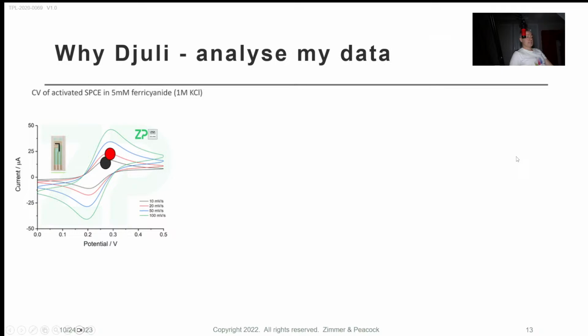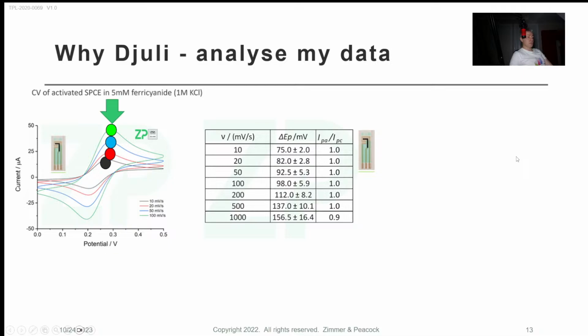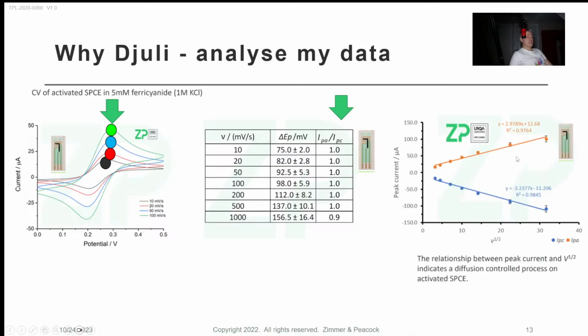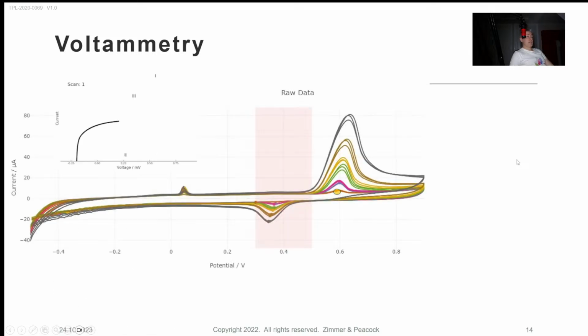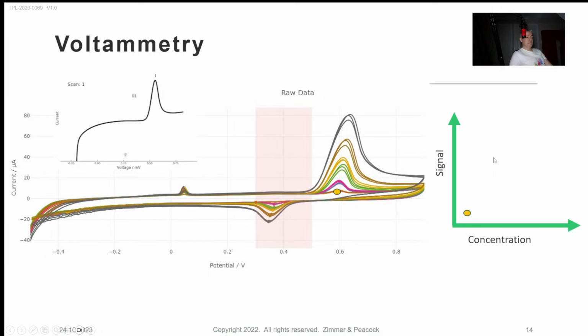In this experiment, somebody's actually doing voltammetry as a function of scan rate, and Djuli would allow you to essentially automate that and get the peak height versus scan rate out of that. Here in voltammetry, I think this is more important for biosensor developers, is my signal versus concentration. And so here we have a series of voltammograms, and you can tell Djuli, look at this region and give me the straight line or the linear fit between signal versus concentration.